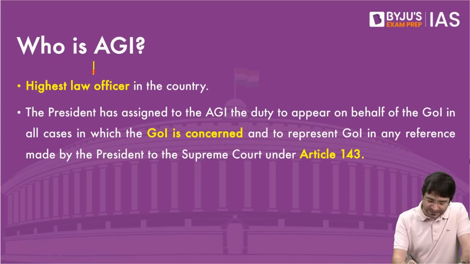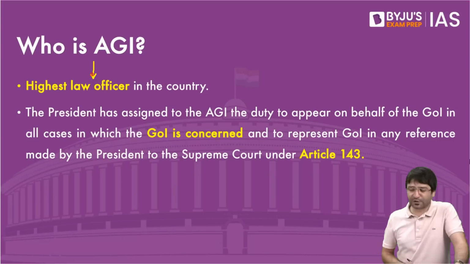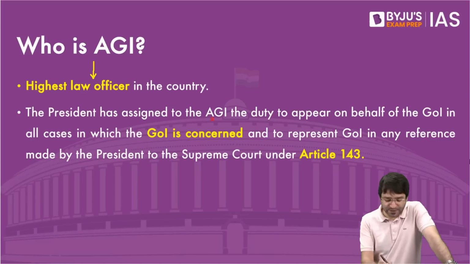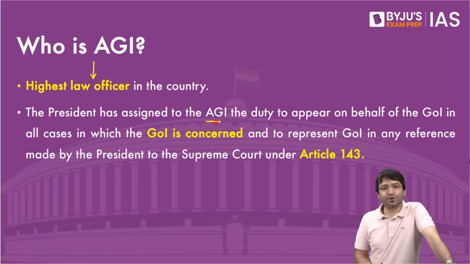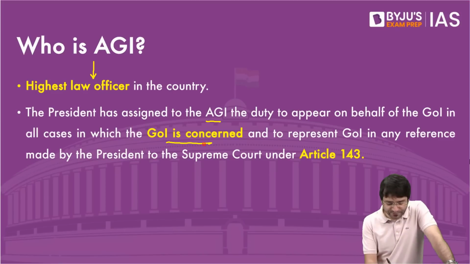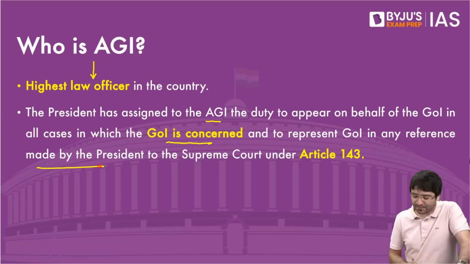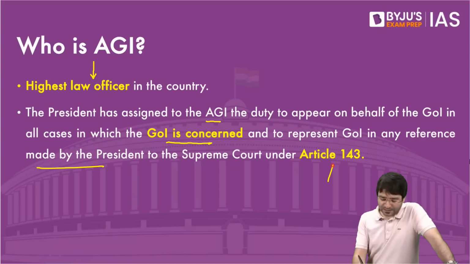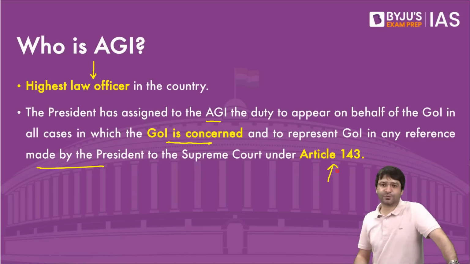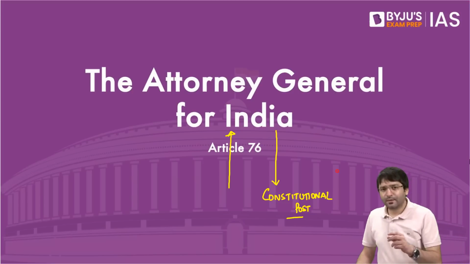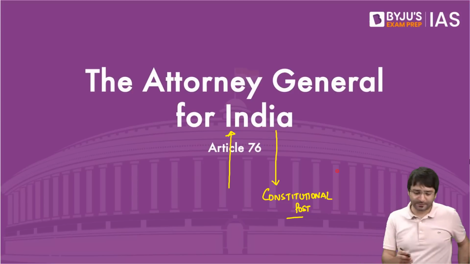And we say he is the highest law officer of the country. What is the role? The president has assigned to the Attorney General for India the duty to appear on behalf of the Government of India in all cases in which the Government of India is concerned, and to represent the Government of India in any reference made by the President to the Supreme Court under Article 143 of the Constitution. Two things. Or I should say there are 3-4 important roles played by the Attorney General.